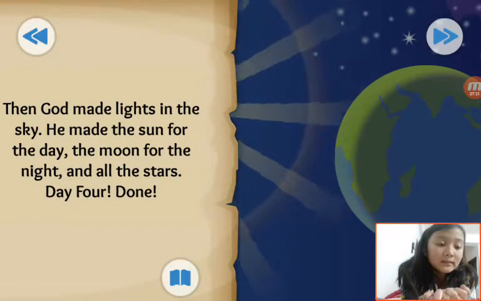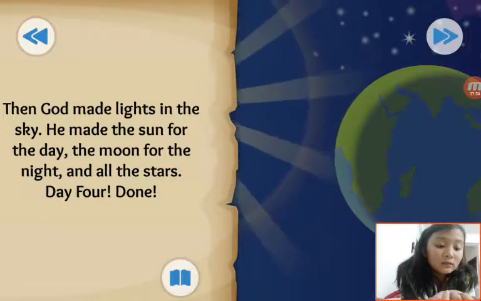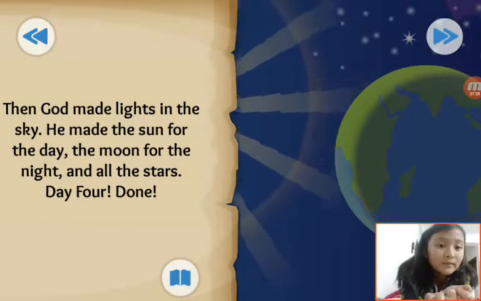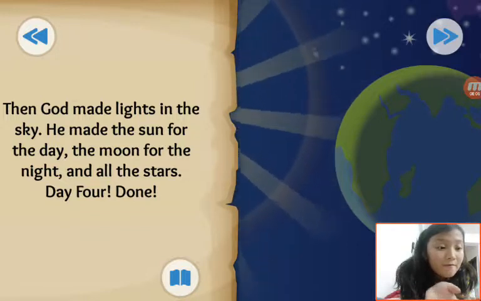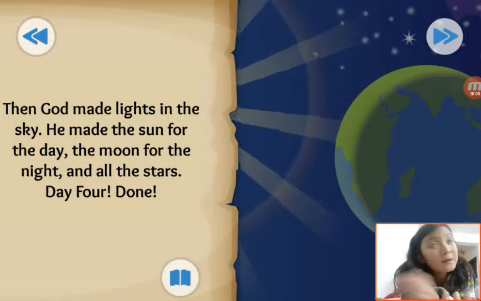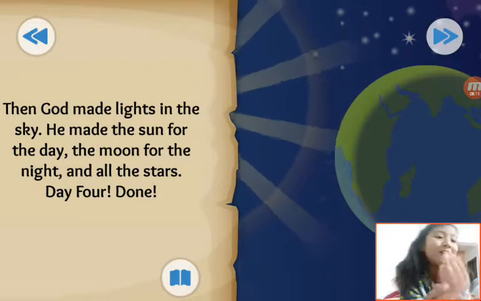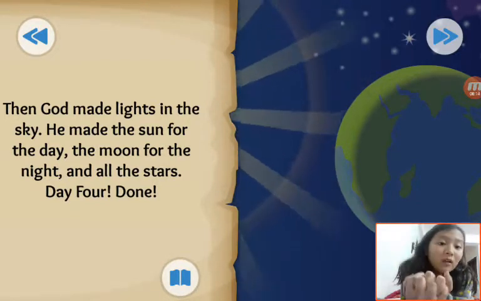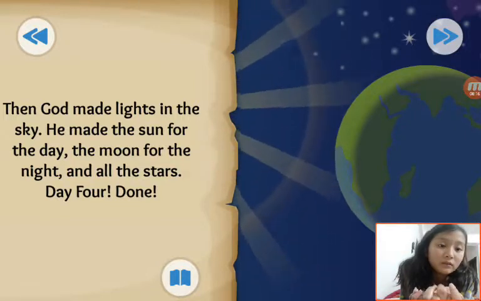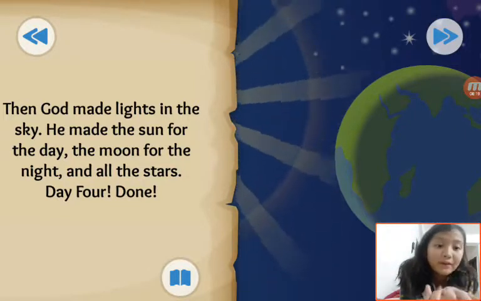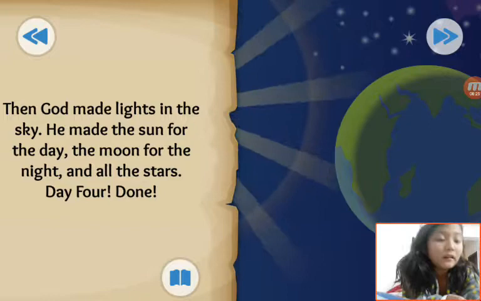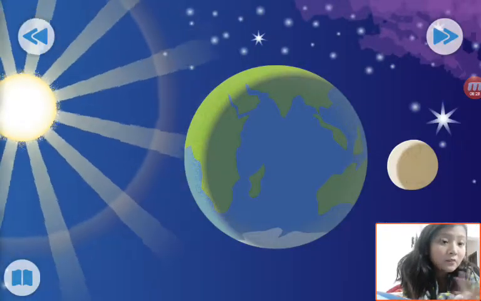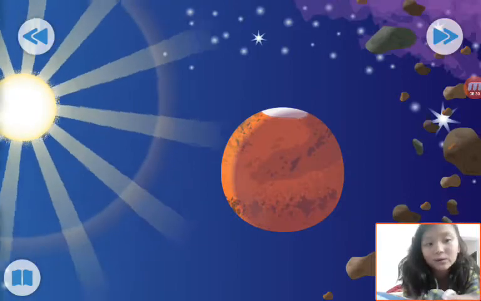Then God made lights in the sky. He made the sun for the day, the moon for the night, and all the stars. Day four, done. Yes, God made the space over the sky, and he made the sun for day and the moon and the stars, and the space, like Mercury, Venus, Mars, those things.